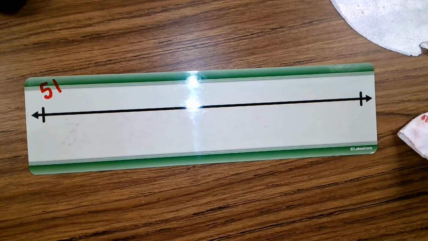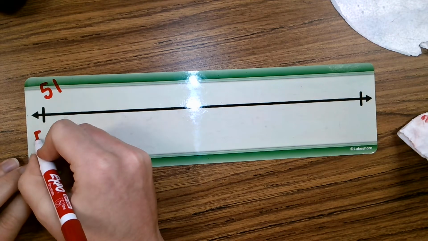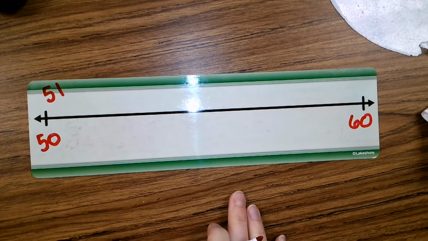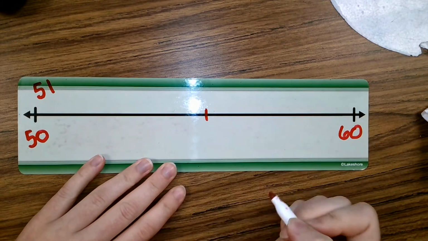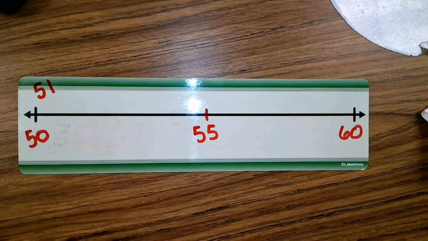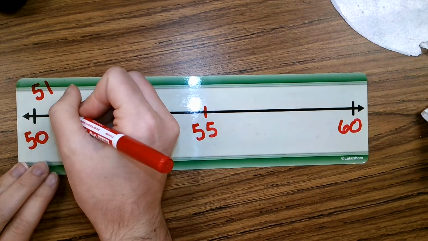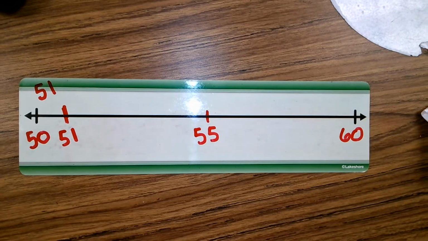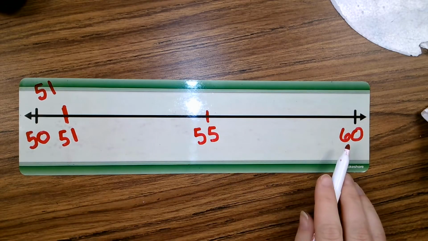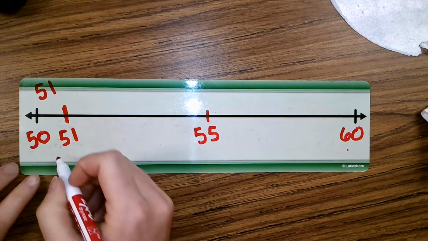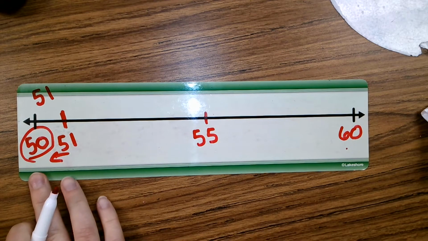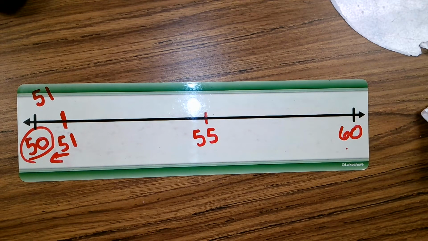51. Okay? And 51 is between 50 and 60 on our number line. We're going to mark our halfway point. So our halfway point is 55. And 51 is probably about right here on our number line. Right? Okay. So is 51 closer to 50 or 60? Well, looking at our number line, it's closer to 50. So you're going to round down to 50. Okay? I hope this is making sense.